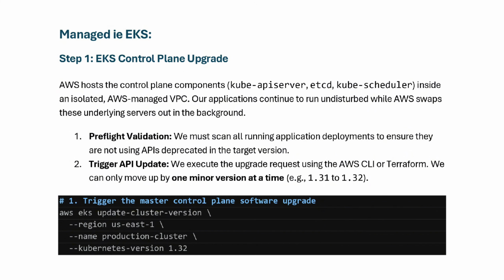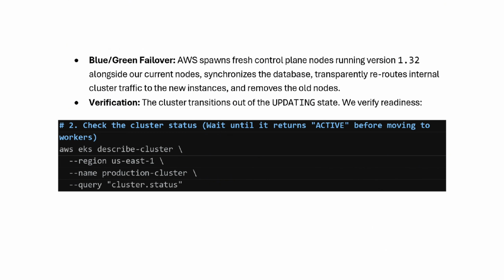And the command to trigger the master control plane software upgrade is aws eks update-cluster-version with the region us-east-1. We can use any other region which you have specified. And the flag name, that is production-cluster, or it can be anything which you have named, and the flag is kubernetes-version that we are targeting, 1.32 in this case. Then blue/green follower.